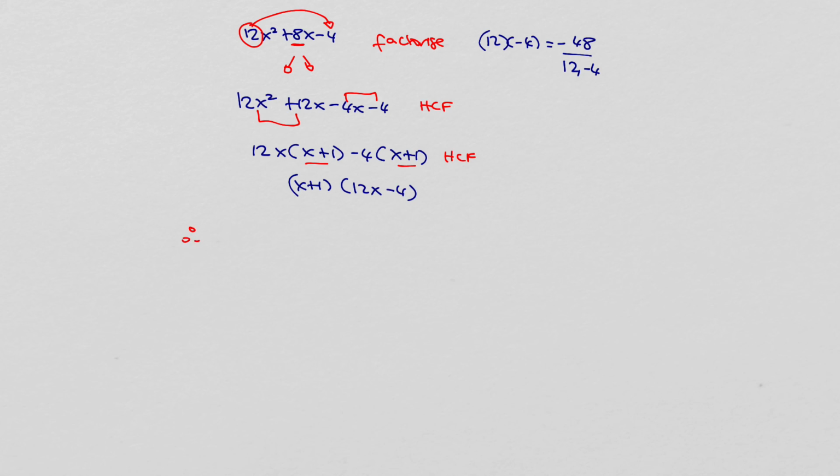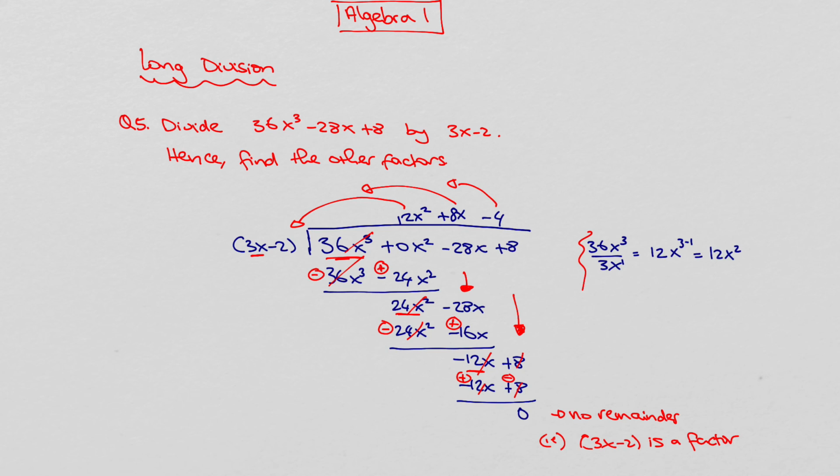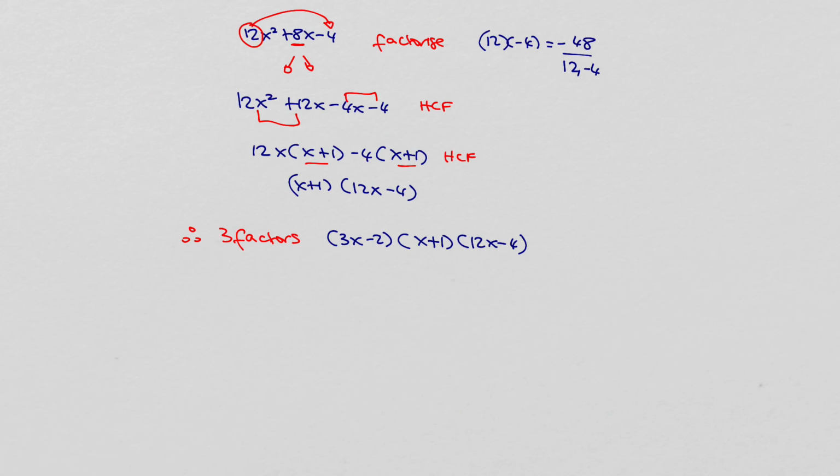So therefore, our three factors are the first one we started with, which is 3x minus 2, and then the quadratic factorised, which is x plus 1 and 12x minus 4. What that means is if I multiply these three factors back out, I would end up with the original cubic that I started with. So all of those factors divide in evenly into that cubic equation.